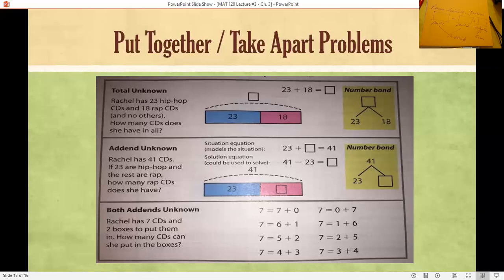All right? So when it comes to both add-ins unknown, there is no strip diagram. There is no structure with a missing box. There is a list of equations as your answer. And that's really crucial, and I need you to remember that, because as we carry on and try to classify and explore all these different kinds of word problems, the kids need to know about takeaway problems and add to problems and take apart problems and all of these other things, but they also do need to understand how to do both add-ins unknown, which is to come up with a list of equations as your answer.